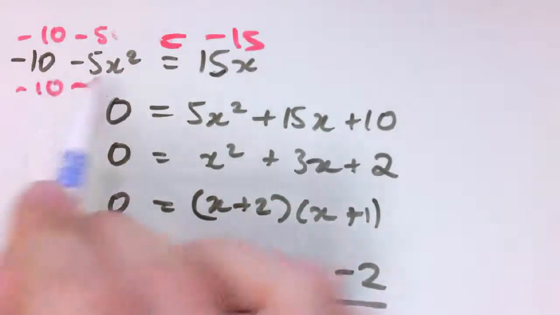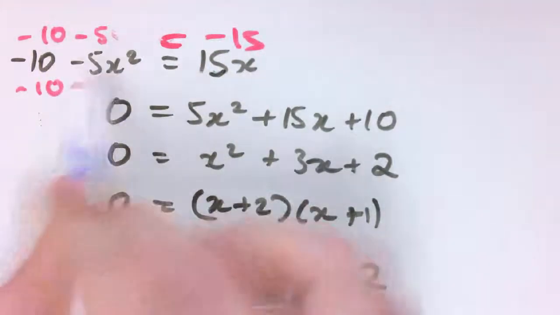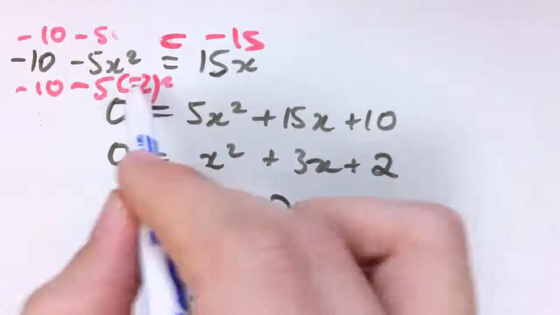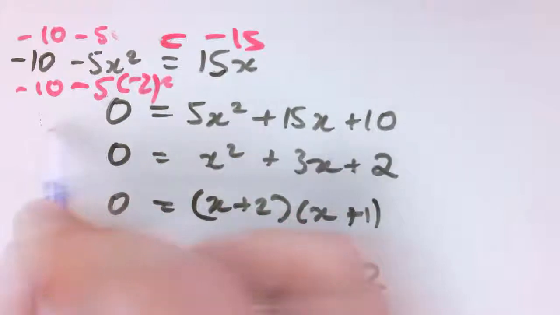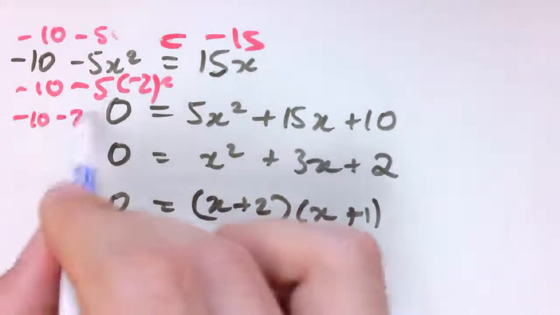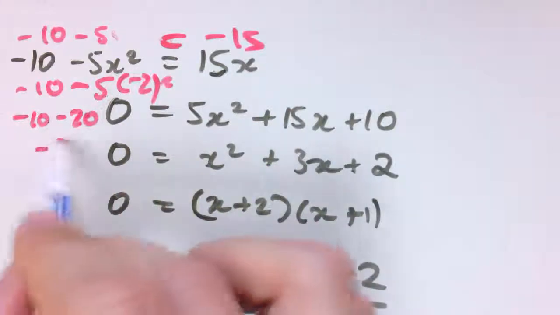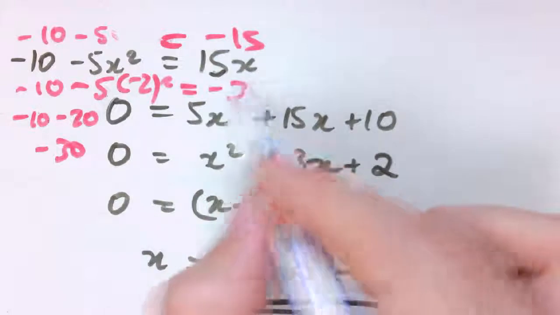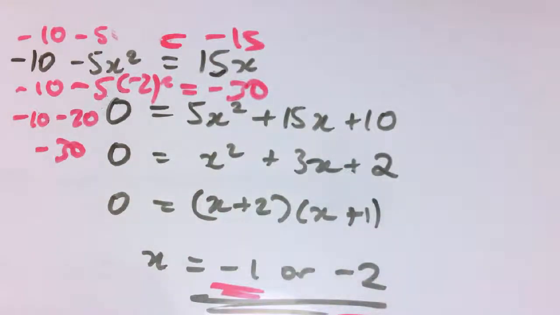And minus 2 as well, minus 10, now this is minus 5 times minus 2 squared, so minus 2 squared is 4, so this is 4 times 5, so this is actually minus 10 minus 20, so that's all equal to minus 30, and on the other side 15 times minus 2, yes, that's also minus 30, so that's worked.